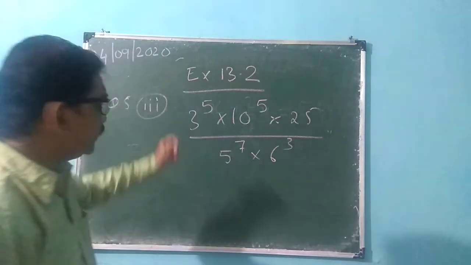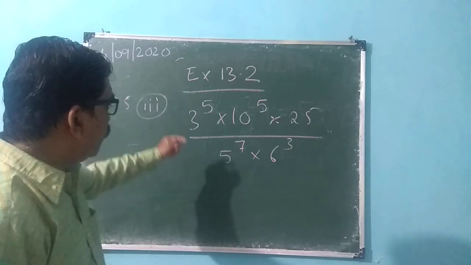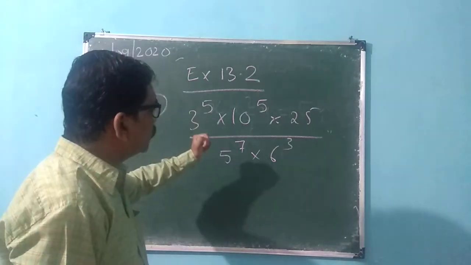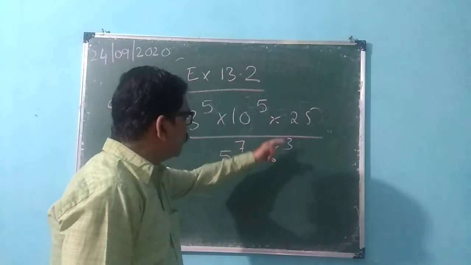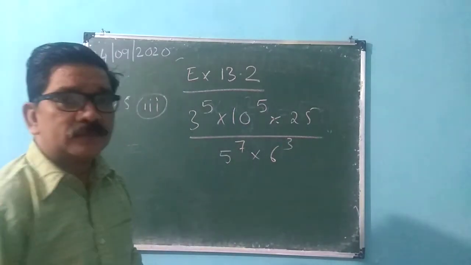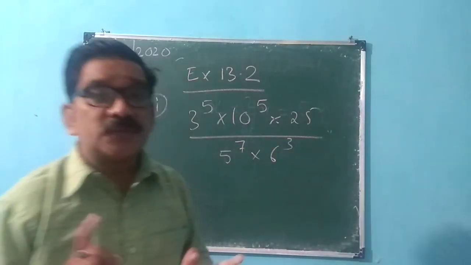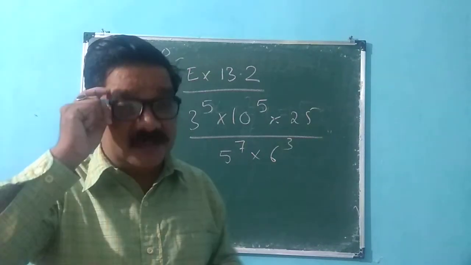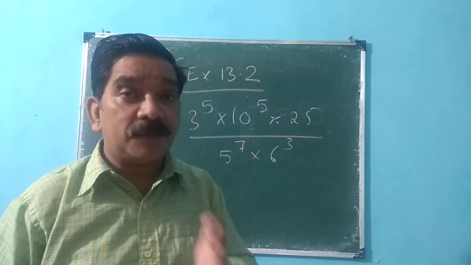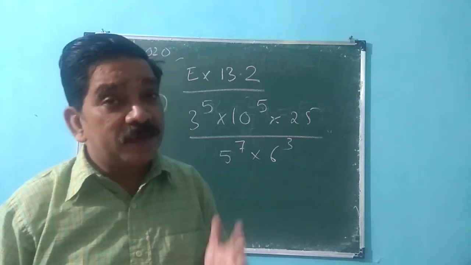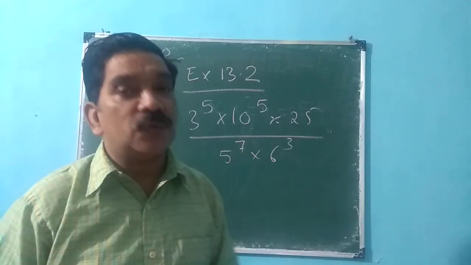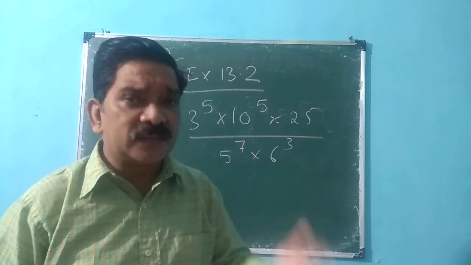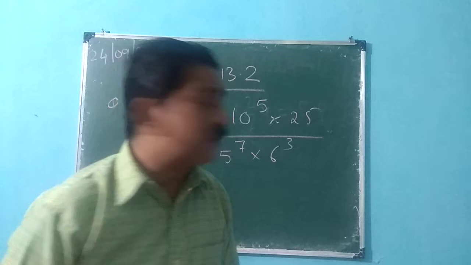Now see here, let us see the question nicely. Here the base is 3 and the exponent is 5, here 10, here 5. All the bases are different. In such type of question, what we are supposed to do is try to make all the bases same. If the bases become equal, it becomes very easy to go further. If the bases are different, the exponents are different, so it becomes a little difficult.